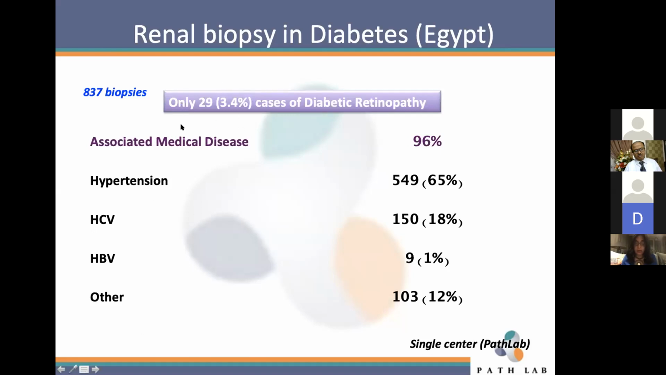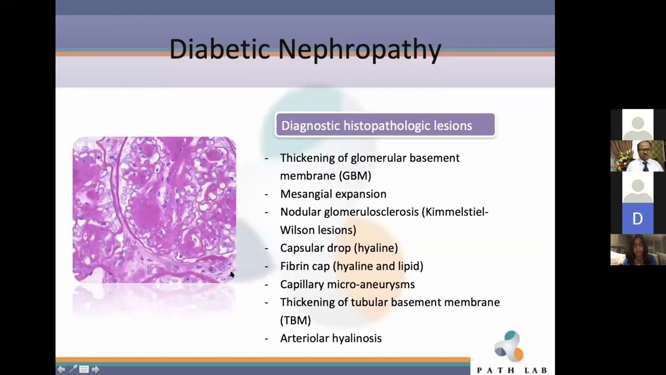In our patient cohort, only 3.4% of the cases had diabetic retinopathy at the time of biopsy, which makes sense. Regarding associated medical disease, 96% of patients had other associated diseases besides diabetes. Of course, hypertension ranks first at 65%. 18% had HCV. We had 9 patients with hepatitis B, and around 12% had others, like lupus, rheumatoid arthritis, and other forms of medical disease.